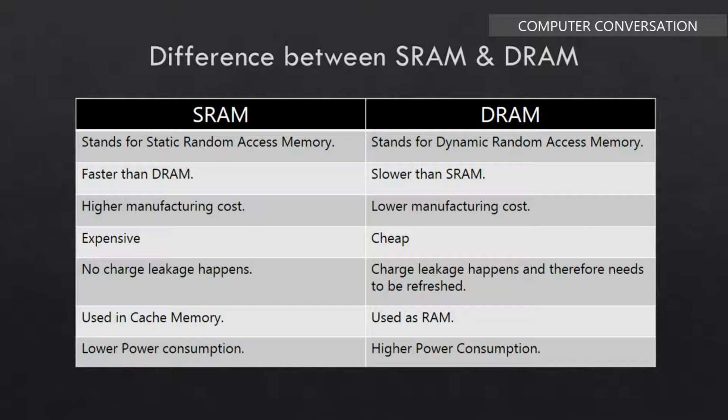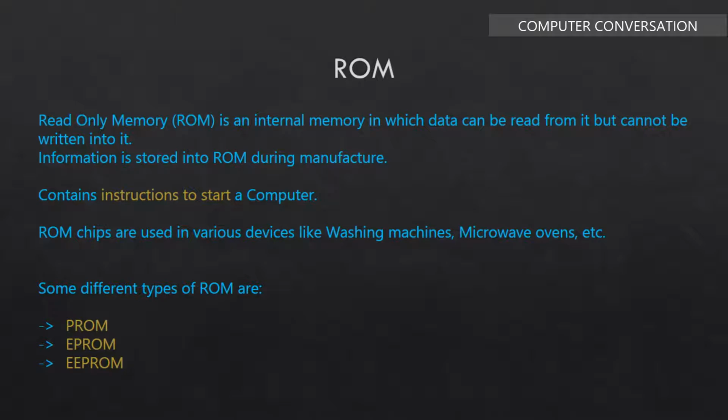Now moving on to ROM after completing the discussion on RAM. Read-only memory or ROM is an internal memory from which data can be read but cannot be written into. Information is stored into ROM during manufacture. It contains instructions to start a computer. ROM chips are used in various devices like washing machines, microwave ovens, etc. Some different types of ROM are PROM, EPROM and EEPROM. Let's know about each of these.